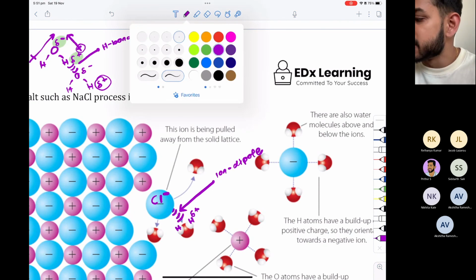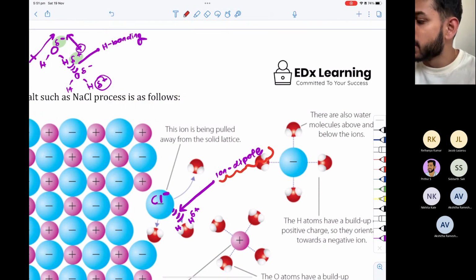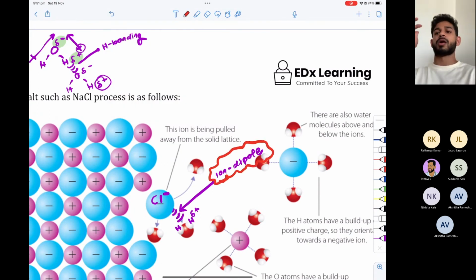I want to preface this. If you do not mention this word, ion-dipole, you will straight away lose a mark whenever it comes to any question about salts and water dissolving. That is a very, very high yield term to use. So make sure you highlight, underline it, exclamation mark. You must use it in your exam answers.